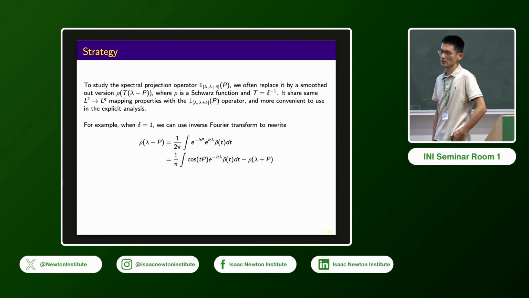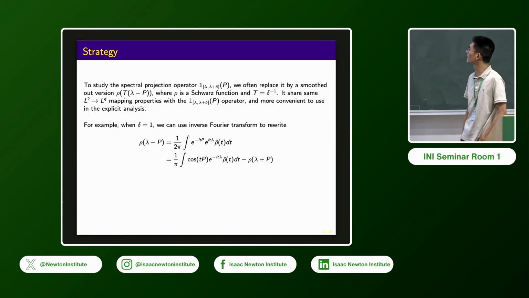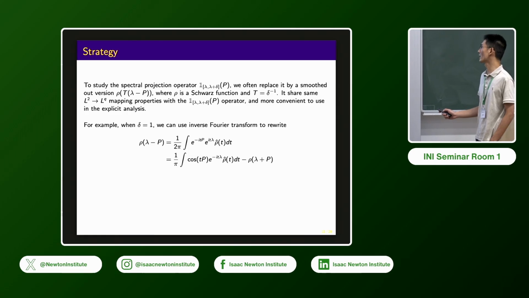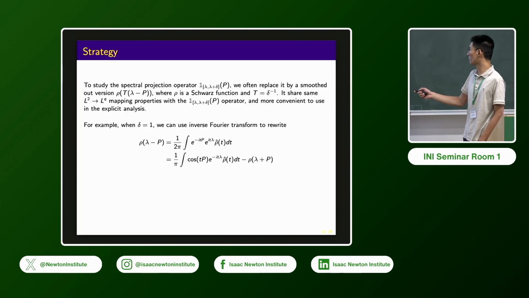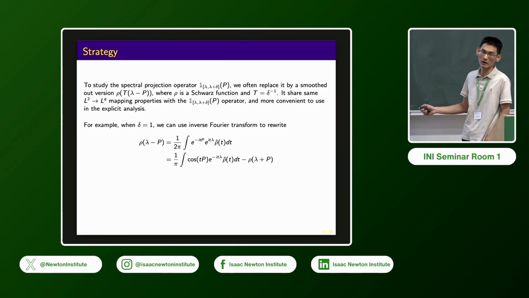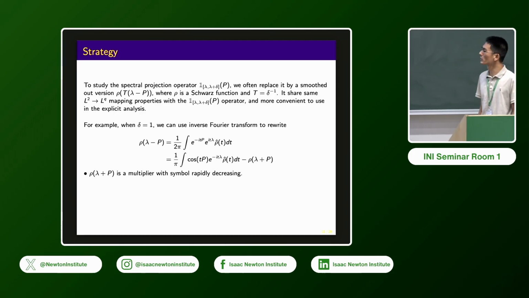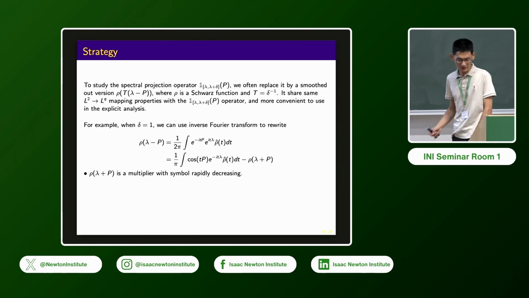So for instance, when delta equals 1, to get the universal estimates of Sogge from 1988, we can use the inverse Fourier transform to rewrite the spectral projection operator as an average of the half-wave operator with some function. And we can further rewrite it as an average of the solution to the wave equation plus some negligible error. The error term is a smooth symbol that has rapid decay in lambda, and this term is often treated using Sobolev estimates, which is enough.